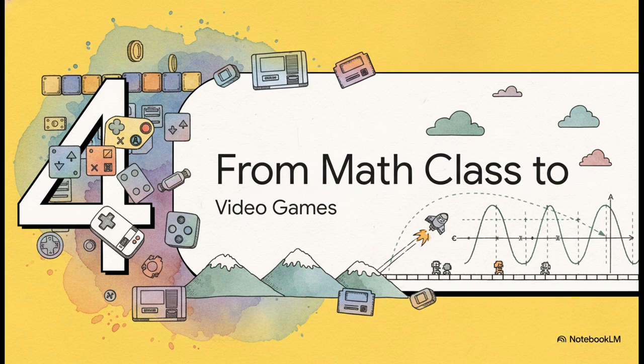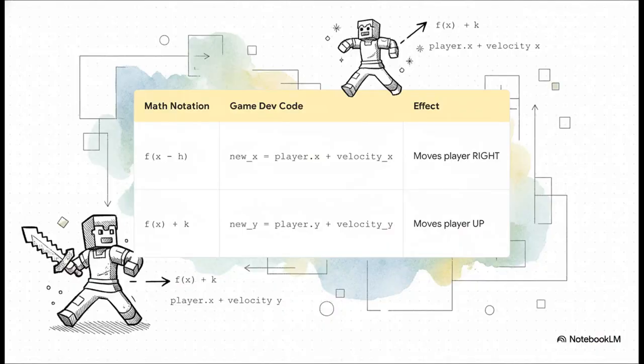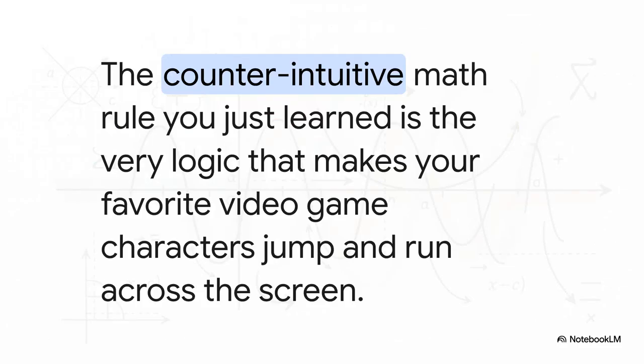So why does any of this stuff really matter? Let's bring it all the way back to that first question I asked about video games. This is where it all connects. When a video game developer is writing code to make a character move, they are literally using this exact math. When they add a positive velocity to the x-coordinate, that's your f of x minus h. When they add a velocity to the y-coordinate, that's your f of x plus k. It's the same thing. You're not just learning some abstract math concept here. You're learning the fundamental logic of movement in all computer graphics. Literally every time you see an object move on a screen, you are watching a function transformation in real time.